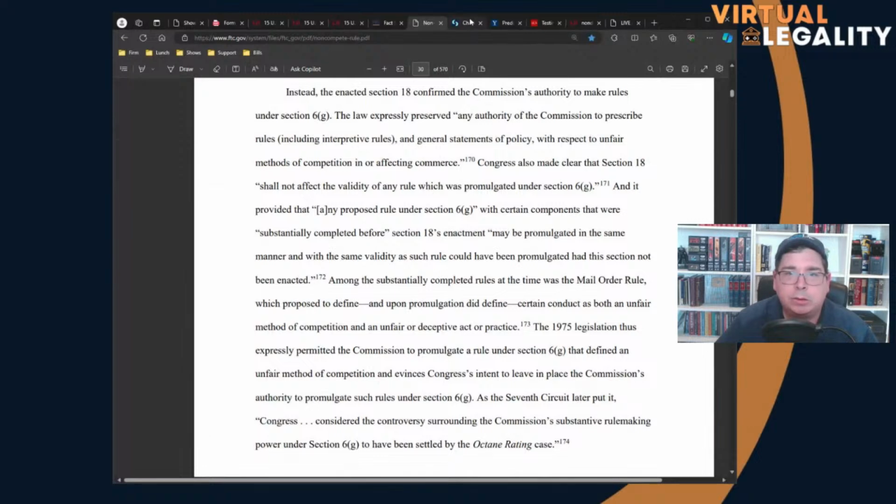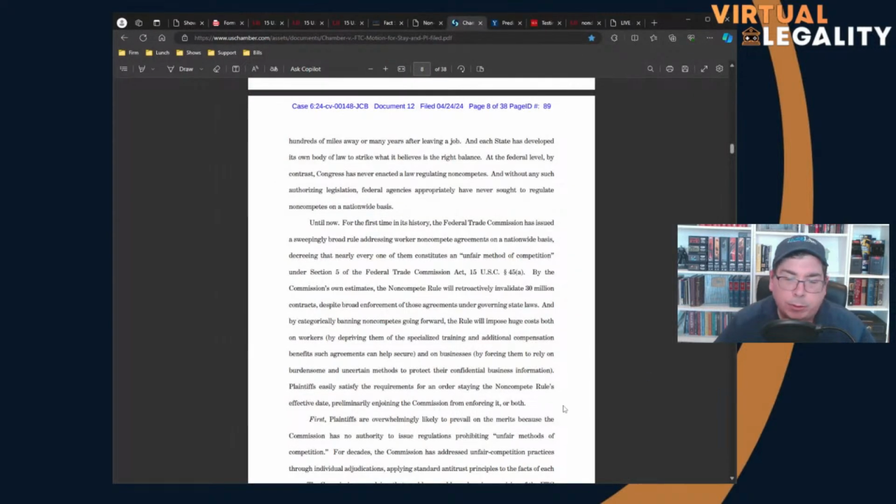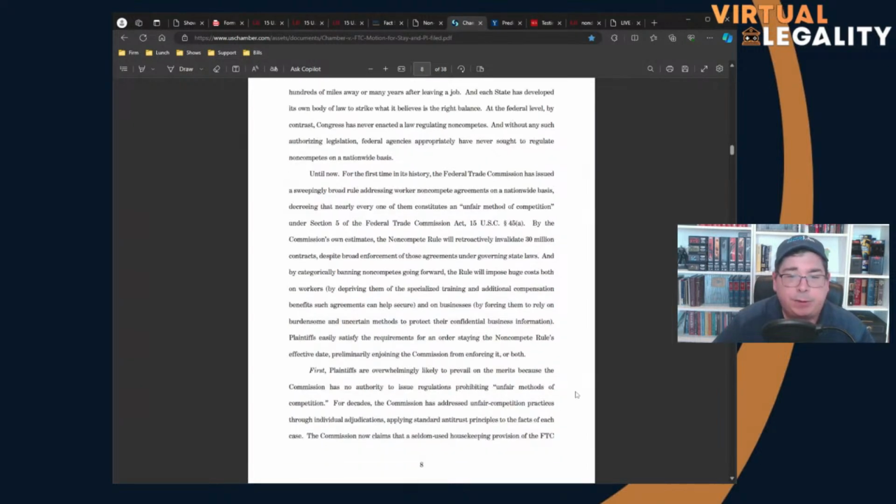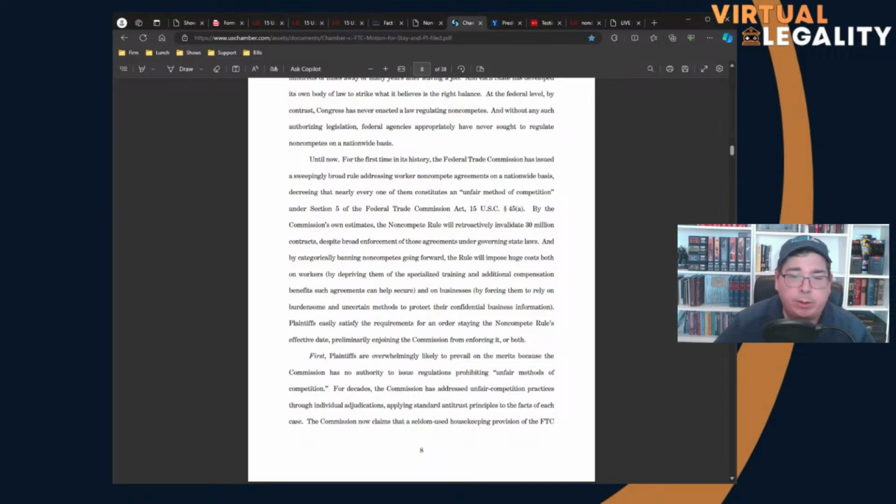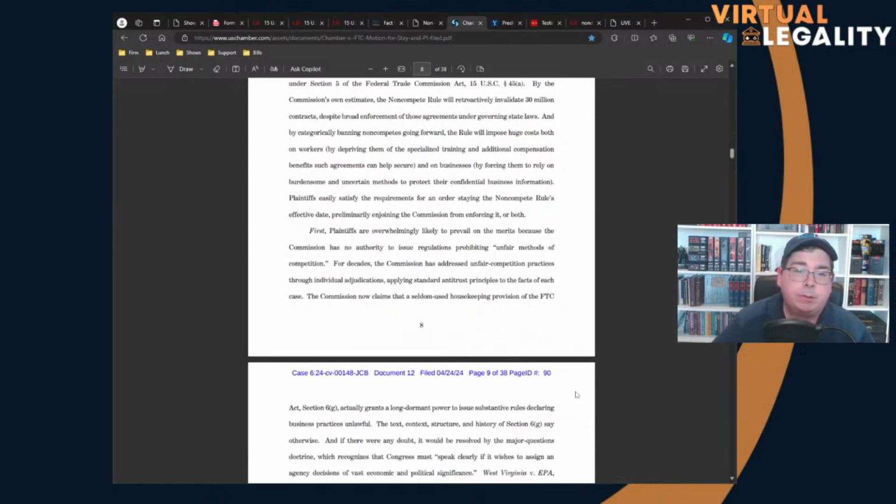The lawsuit says, for the first time in its history, the Federal Trade Commission has issued a sweepingly broad rule addressing worker non-compete agreements on a nationwide basis, decreeing that nearly every one of them constitutes an unfair method of competition under Section 5 of the Federal Trade Commission Act. By the Commission's own estimates, the non-compete rule will retroactively invalidate 30 million contracts despite broad enforcement of those agreements under governing state laws. And by categorically banning non-competes going forward, the rule will impose huge costs both on workers and on businesses. Plaintiffs easily satisfy the requirements for an order staying the non-competes rule effective date, preliminarily enjoining the Commission from enforcing it, or both.